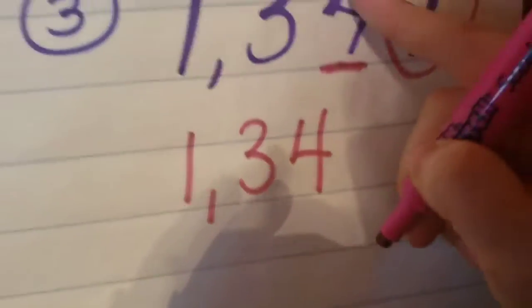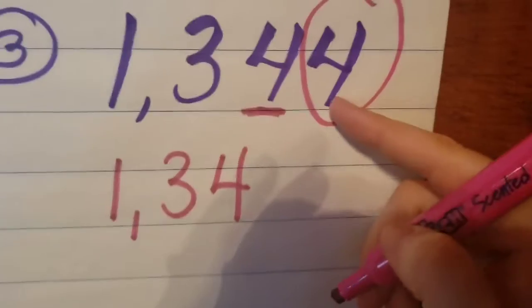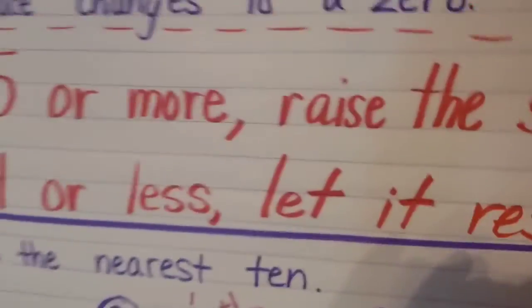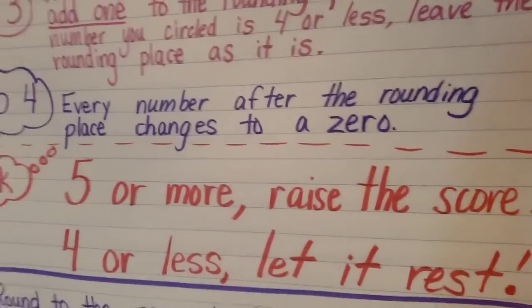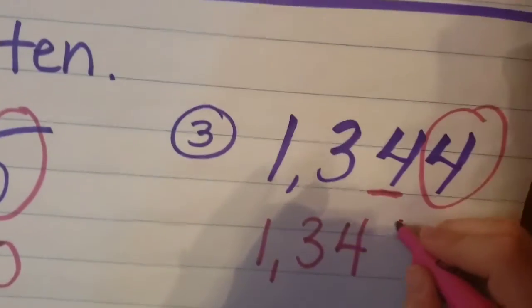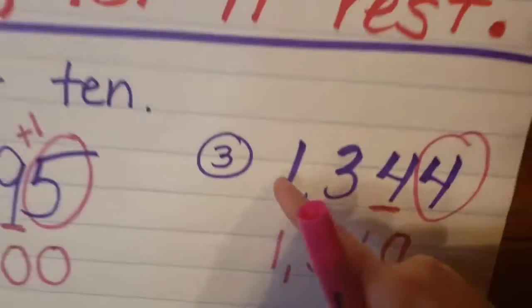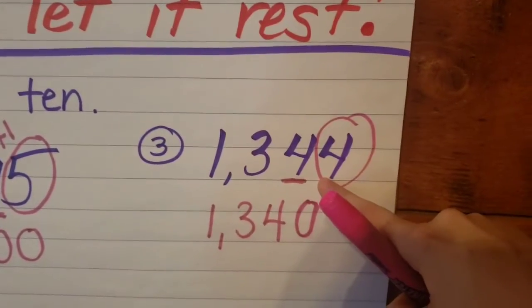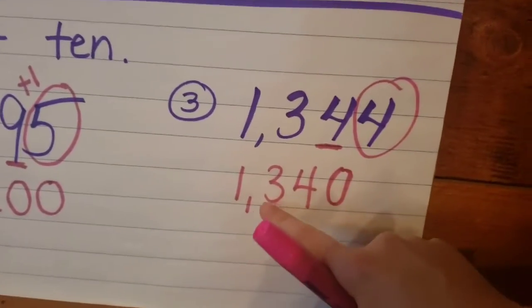I'm leaving that 4 the same, right? Because the 4 we circled told us to let it rest. And then step 4, don't forget the last step, is everything after that number that you underlined has to change to a 0. So 1,344 rounded to the nearest 10 is 1,340.